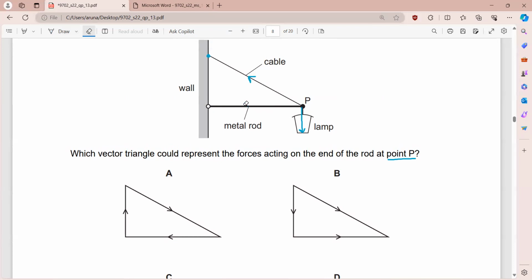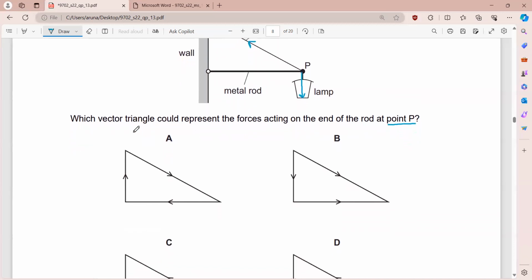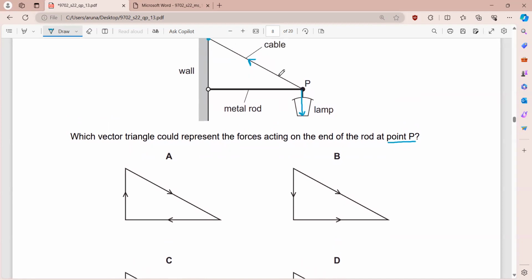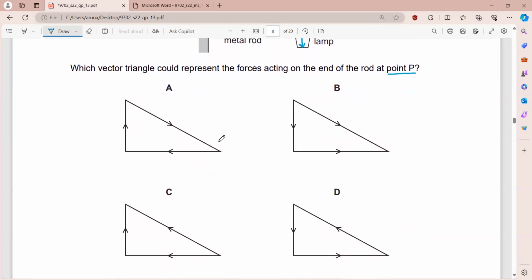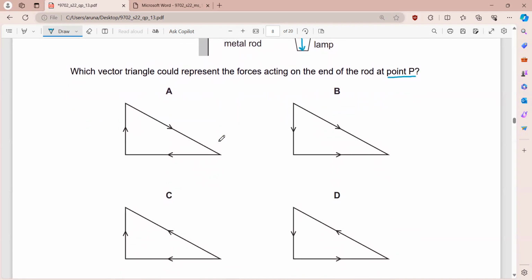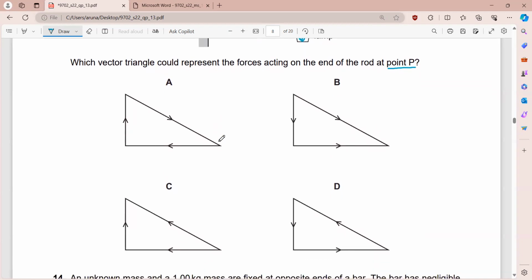So it's a horizontal force. The direction of the horizontal force doesn't really have to matter, as long as you know two directions out of three forces, that's more than enough. So first of all, the only vertical force acting here is the weight. The weight always acts downwards. We know the direction of weight.